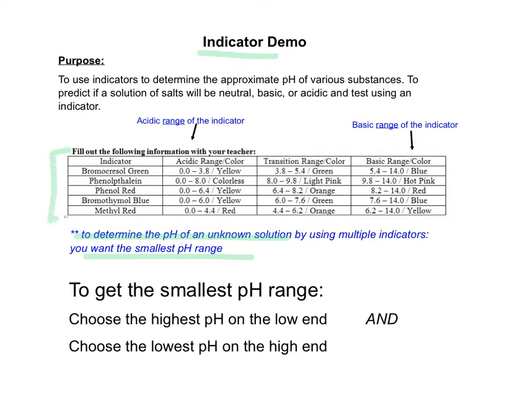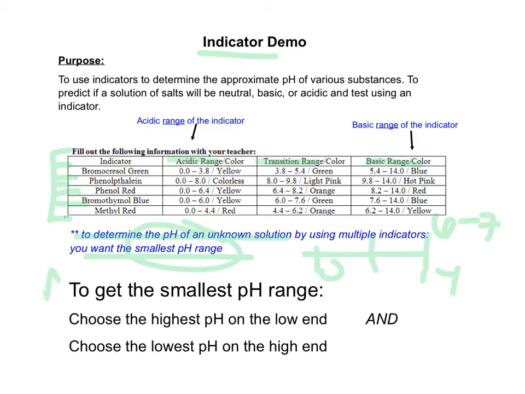And so the indicators we're going to be using today are bromocresol green, phenolphthalein, phenol red, bromothymol blue, and methyl red. All of these indicators will change colors in a specific pH range. And so we're going to drop these into multiple beakers, see what colors, and based on that, we're going to build a pH range. And remember, the goal is the smallest range possible. It's not really helpful to say, well, it's anywhere between 0 and 14. We like to say, oh, the pH is between 6 and 7.